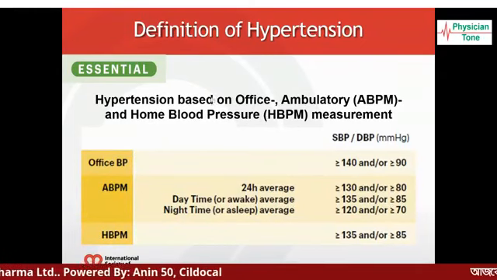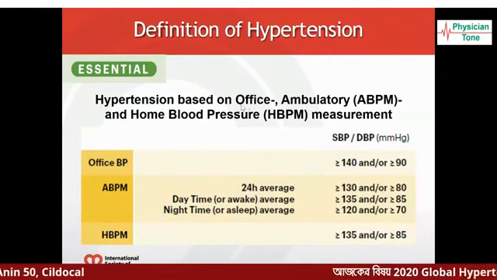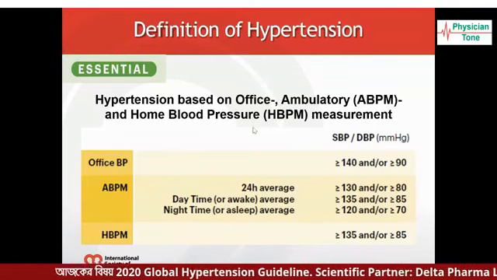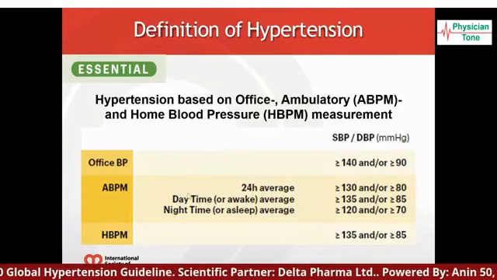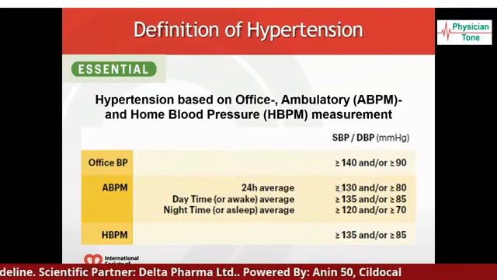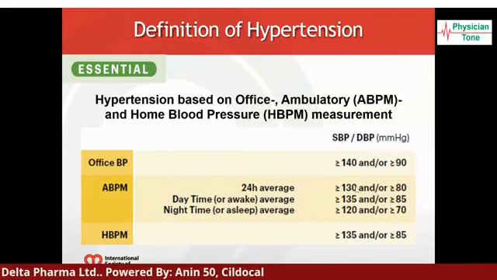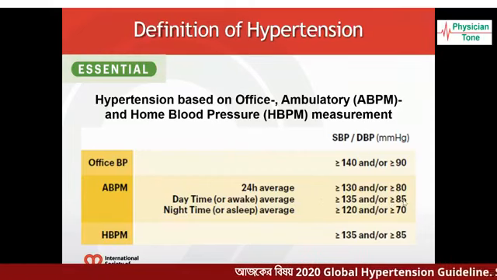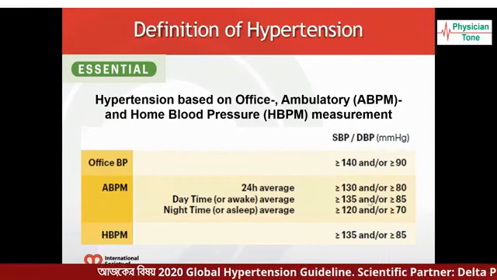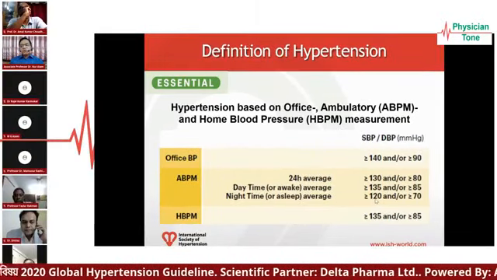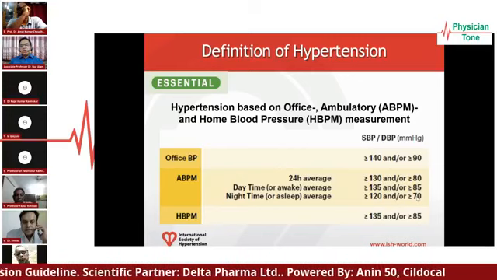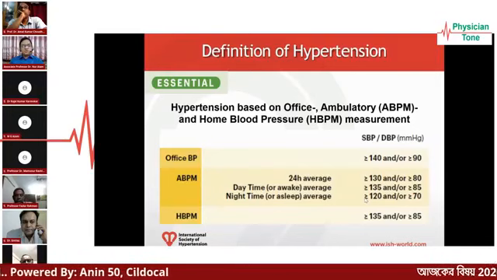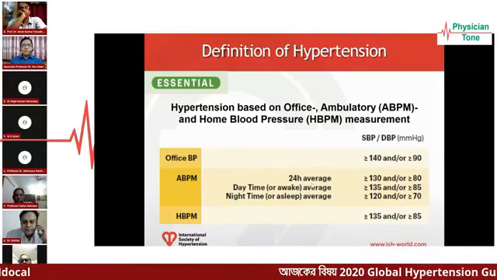And they also recommend out-of-office measurement, that means ambulatory blood pressure monitoring or home blood pressure monitoring. So what is the definition in ambulatory blood pressure monitoring? If the 24-hour average is more than 130/80, it should be recognized as hypertension. And daytime average of 135/85 or more should be considered hypertensive. And nighttime average of 120 or more systolic or 70 or more diastolic should be considered as hypertension. This is for 24-hour ambulatory BP.